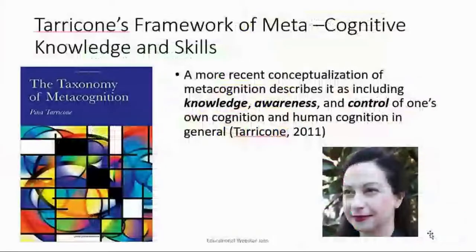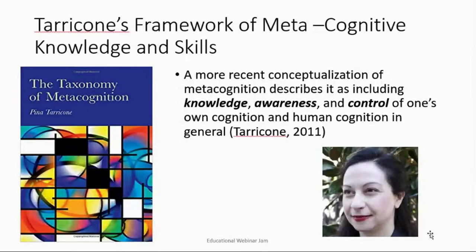So from the 70s, now we jump to 2011. In 2011, Dr. Rosemary Tarricone developed this theory further. In her book, The Taxonomy of Metacognition, she created a modern kind of taxonomy, which is completely based on metacognition. And she divided it into two very distinctive sections that we are going to discover in our coming slides.